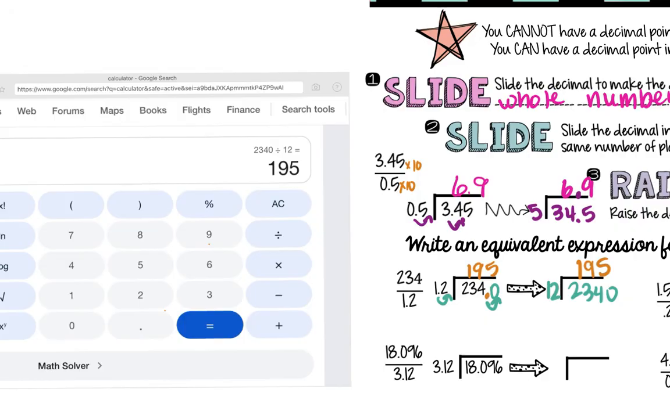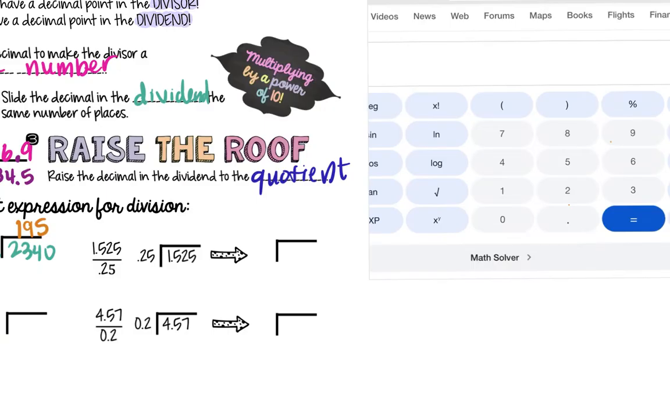So let's look at another one. The next problem that we're going to talk about is 1 and 525 thousandths divided by 25 hundredths. So in this problem, how many places after the decimal point are there in the divisor? There are 2 places. So I need to make that 25 hundredths into 25 wholes. So I need that to be 25. So to do that, I'm going to move the decimal point how many times? 2 places. If I do that there, I got to do the same thing in the dividend.